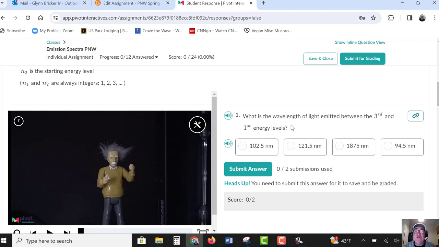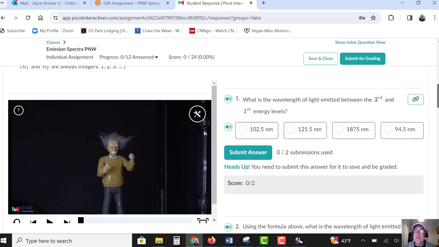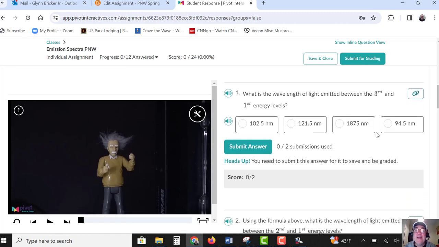In this first part of the lab, you're just doing some calculations. Here you're going from n2 equal to 3 down to n1 equal to 1. Put the numbers in and figure out the wavelength. The answers are in nanometers. The equation that we came up with was also in nanometers, so that's nice.